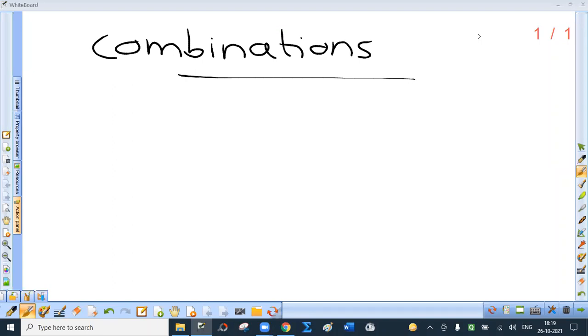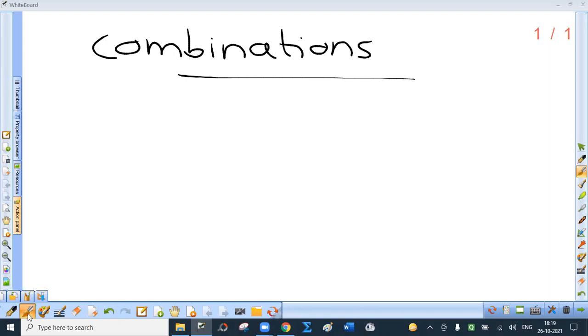Now we discuss combinations. Definition is simple. What is combination? Combination is just selection. Selection of n things taken R at a time. So clearly, in this case, order is immaterial.